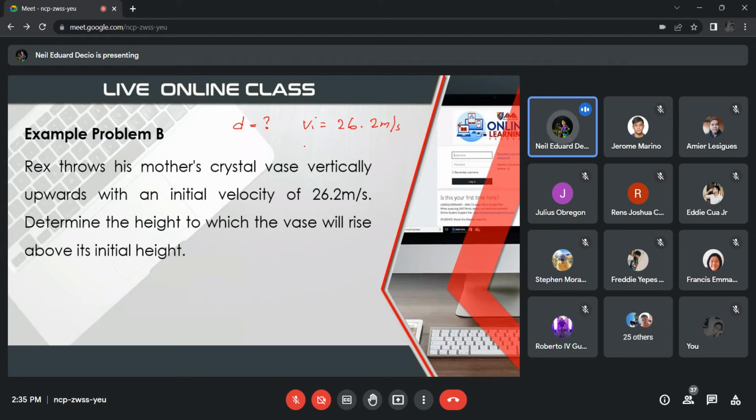And then, of course, our final velocity. If you throw an object upwards, it will slow down until it finally comes to a stop before it falls down. So meaning, our final velocity would be zero. 0 meter per second.